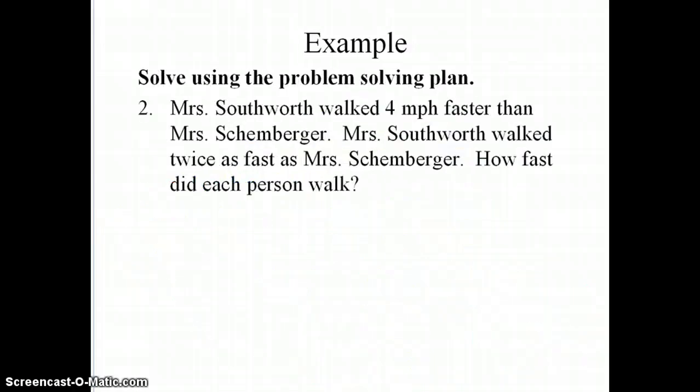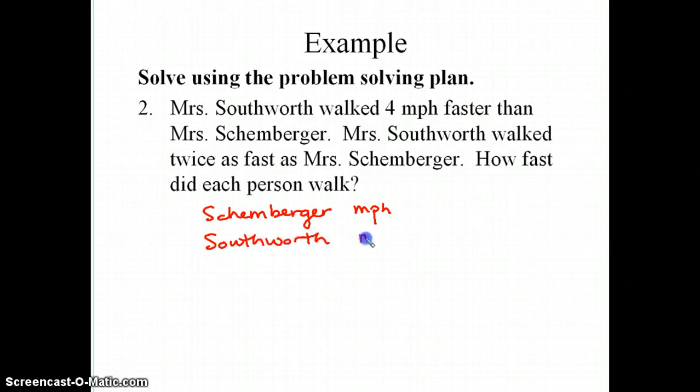Moving on to our last example. Mrs. Southworth walked 4 miles per hour faster than Ms. Schemberger. Ms. Southworth walked twice as fast as Mrs. Schemberger. How fast did each person walk? Once again, I will list the unknowns. So I have Schemberger, miles per hour, and I have Southworth, miles per hour. Those are my two unknowns.